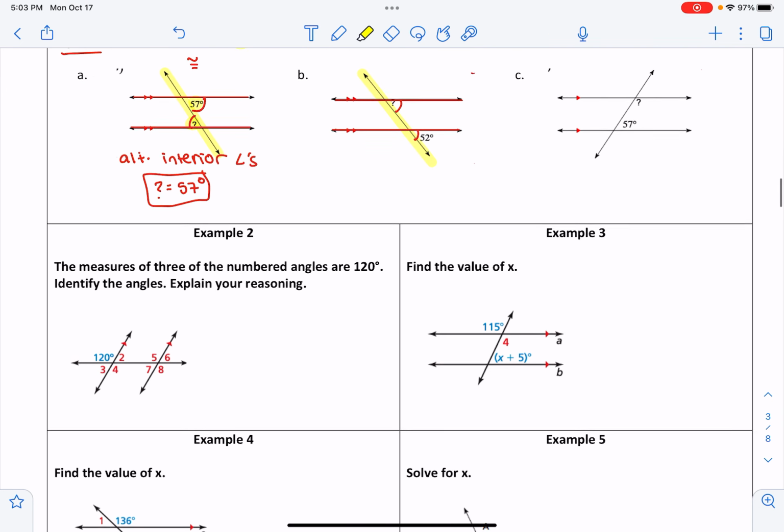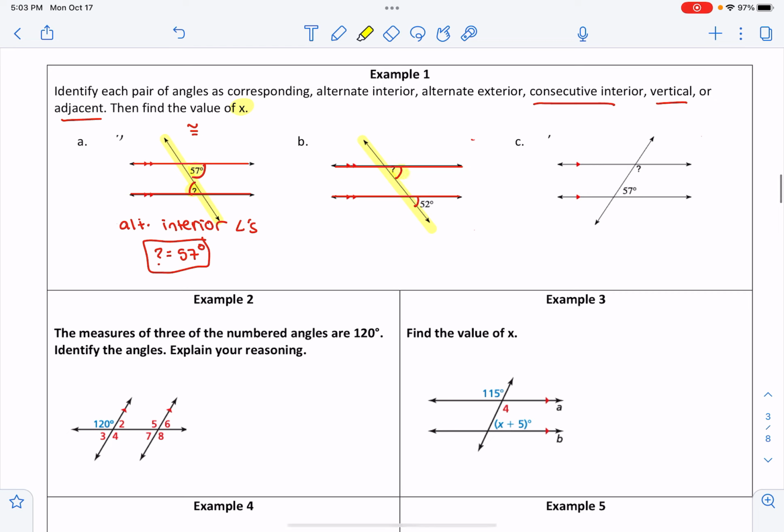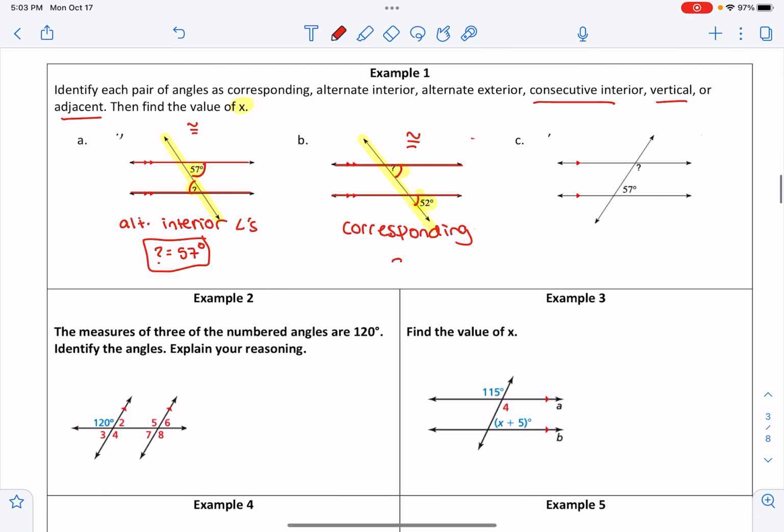Now, if we look, one is inside the parallel lines, one is outside. They're both on the bottom of the parallel lines. So they're not consecutive interior, they're actually corresponding because they're in the same corners. Now, if we remember, again, corresponding angles are congruent, so that question mark is going to be the same measure as our other angle, and our other angle is 52 degrees, so that question mark is also going to be 52 degrees. All right, now C.